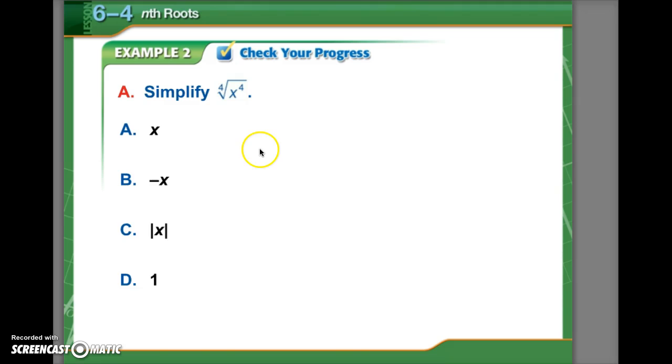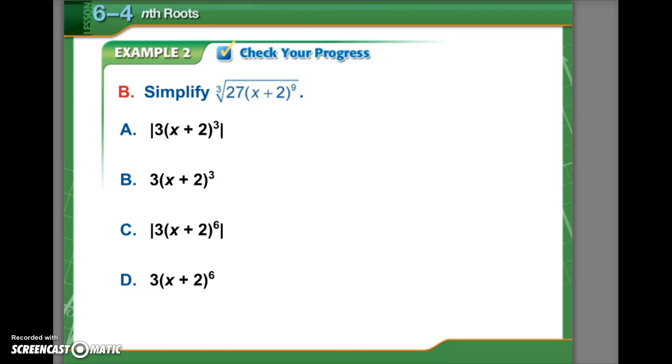All right, here's one for you guys to check your progress on. We're going to simplify the fourth root of x to the 4th. Pause the video as long as you need. When you have your answer, come on back and go to the next slide. And our answer this time is C, obviously, because that's the only one with the absolute value. For part B, we're going to simplify the cube root of 27 times x plus 2 to the 9th power.